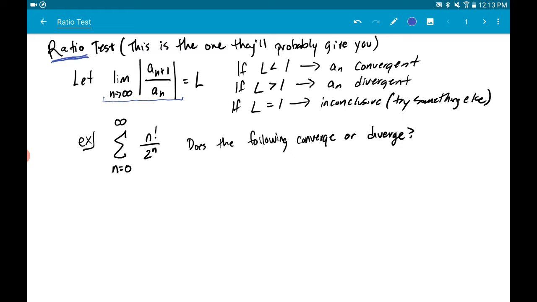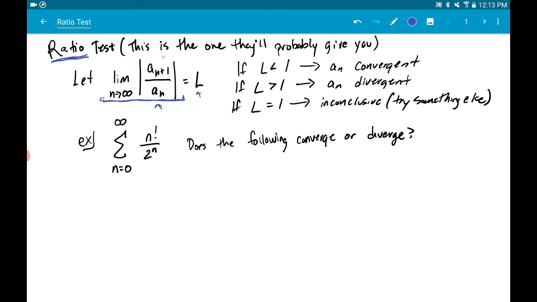So here's how it works. It says the limit as n approaches infinity of the ratio of consecutive terms. And so the notation here, it says n plus 1 over n. That's talking about terms. You're going to set that ratio equal to some limit. We'll call that limit L.